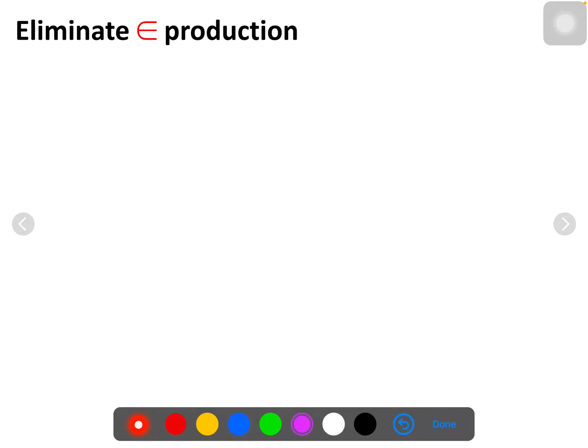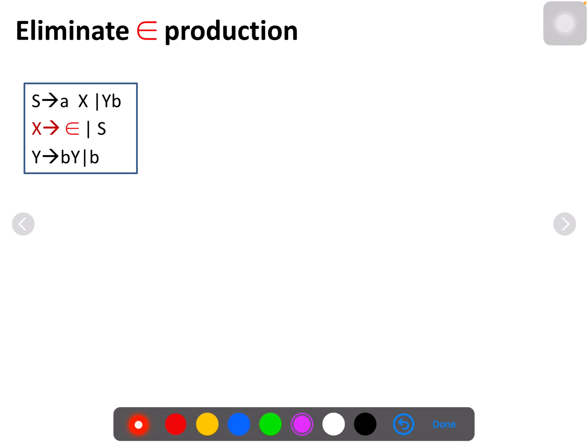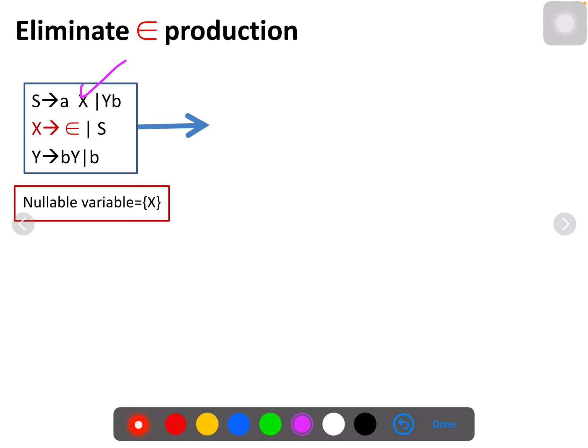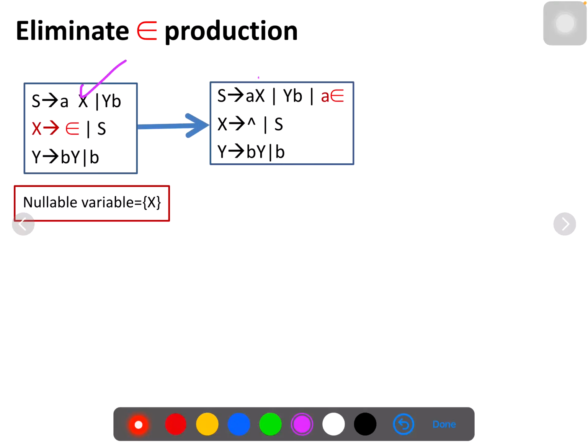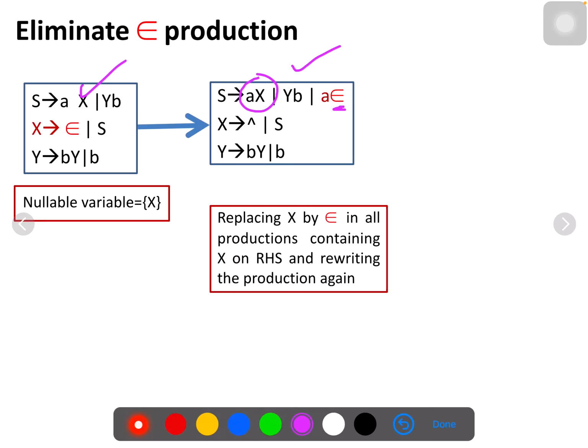So how do we eliminate the epsilon production? If x is a nullable variable, you have to locate where x appears on the right-hand side of a production and find out the nullable variable. Then you write it with x replaced by epsilon, and you will get A only. That is, replace x by epsilon in all productions containing x on the right-hand side and rewrite the production again.